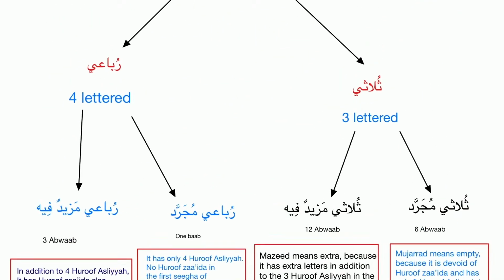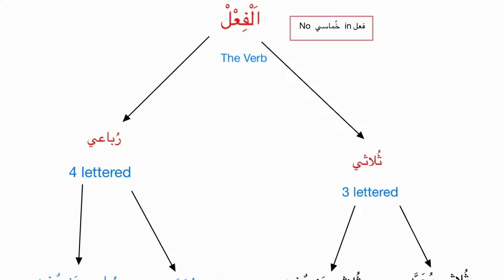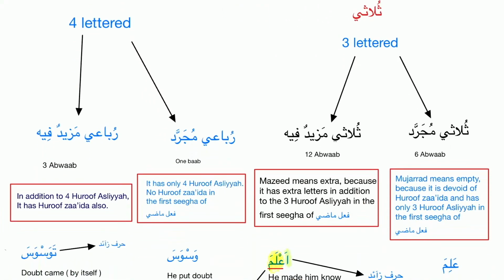Listen, the fi'l is thulathi mujarrad, thulathi mazidun fihi, rubai mujarrad, rubai mazidun fihi. And then the standard is what? The first sigha of the madhi. Why? As you go down, attachments come for pronoun and for number, and you will be confused. So the standard is the first sigha of the madhi.